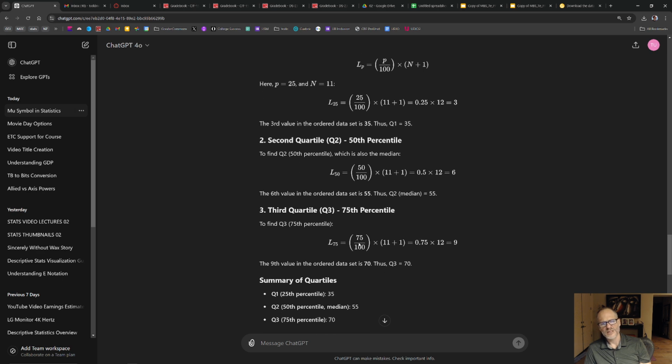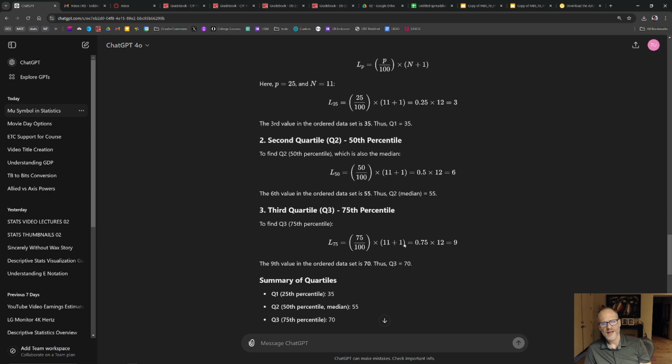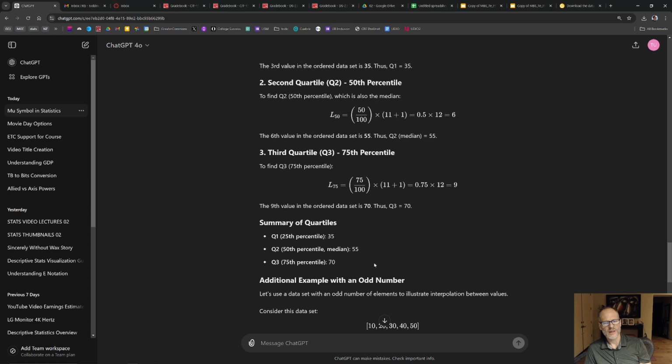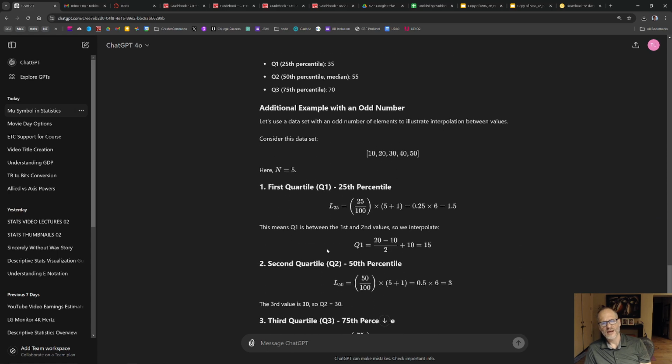And the 75th percentile is 75 over 100 times 11 plus 1. So 0.75, we do this math, and then we get the ninth location. The ninth value is 70. We got 1, 2, 3, 4, 5, 6, 7, 8. Ninth location is 70. That's our 75th percentile. And so 75% of the data is 70 or less. And so that's how we use the percentile formula to calculate the quartiles.